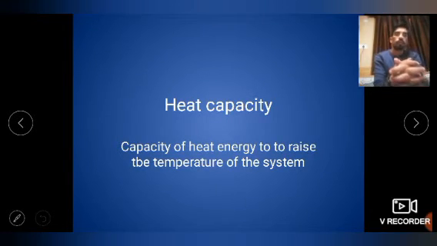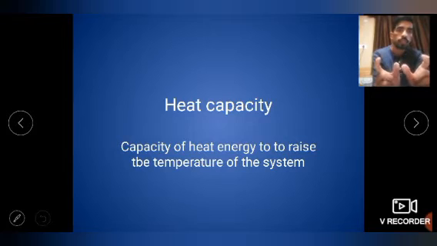As we have already done the basic zeroth law and first law of thermodynamics, now I'm going to tell you about heat capacity. And as the name is already explaining, what is the meaning of this topic, that is heat capacity.